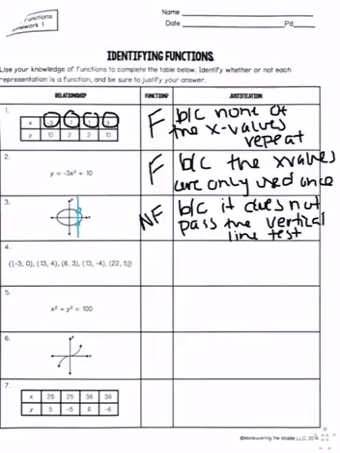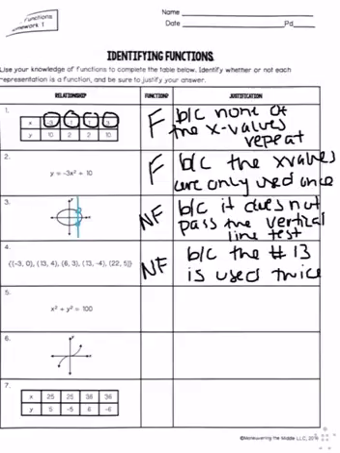Number 4. Number 4 is not a function because the number 13 is used twice. If you look, 13 is paired with both 4 and -4. That is, it is used more than once. X values can only be used one time.